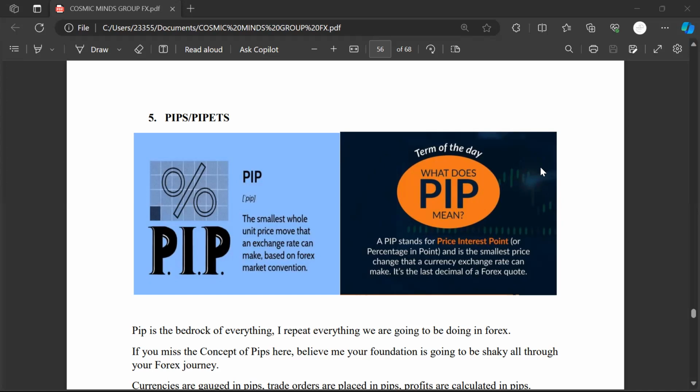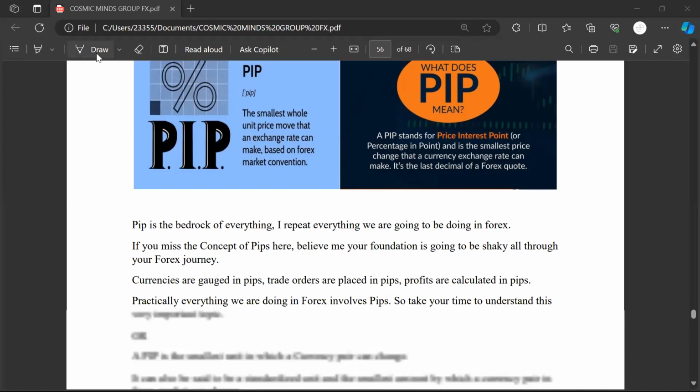So that is it. And then when you look at the second picture too, the PIP stands for price interest points, right? Or the percentage in points. And it's the smallest price change that a currency exchange rate can make. It is the last decimal of a Forex code. Don't worry, we'll look at this shortly. Now, let's look at the video.